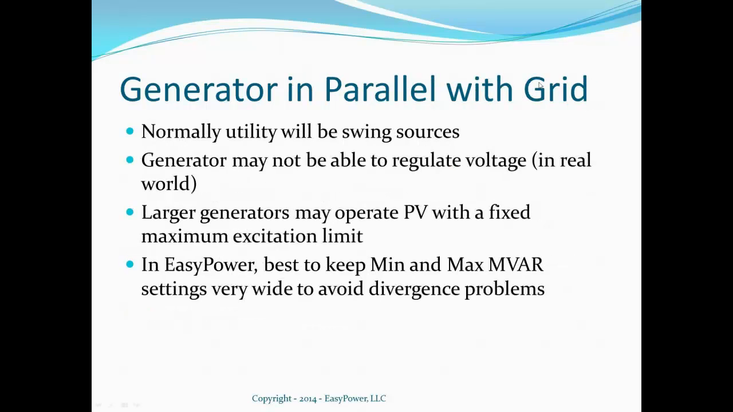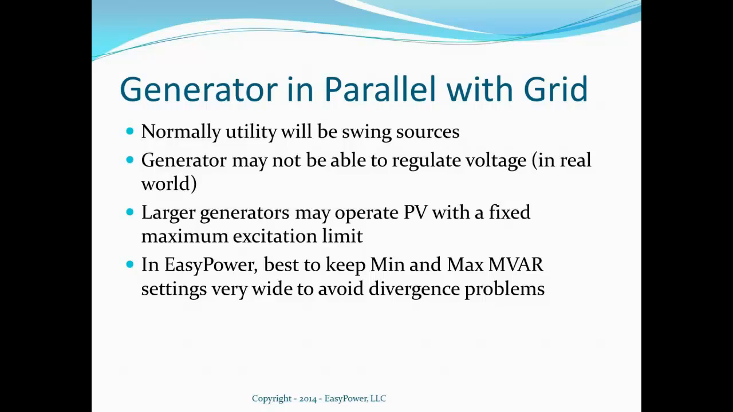All right. So we're going to talk a little bit more about generators in parallel with the grid. We've already said that normally the utility is going to be the swing source. And in the real world, a small generator tied to a big grid, which is like a huge generator, may not be able to regulate the voltage, right? It's like you're having a tug of war with a 2-year-old and a football team. You kind of know who's going to win that one. So running those in PV can create some problems. We'll look at an example.